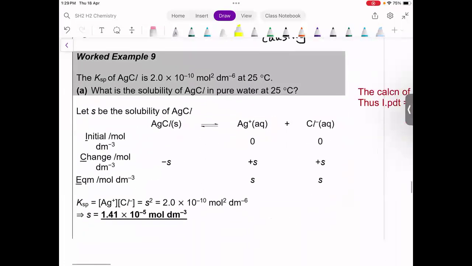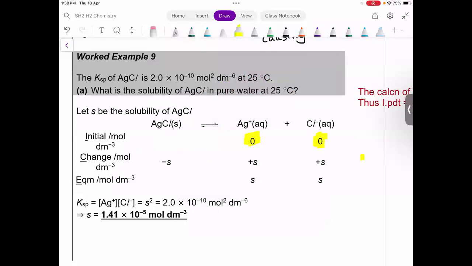All right, so let's look at the ICE table over here. Some of you may think, hey, why so redundant? I put 0 here and 0 here. The significance of the 0s is telling you that before the silver chloride starts to dissolve, you have no other sources of Ag+ and Cl-. Initially, before your solid starts to dissolve, there's no Ag+, no Cl- present. That's the meaning of the 0s here.